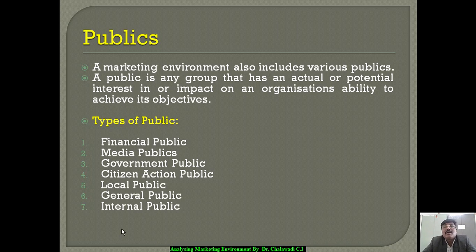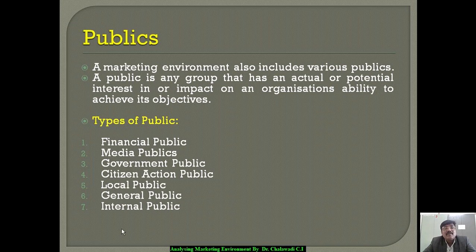A marketing environment also includes various publics. Public is nothing but what? Any group that has an actual or potential interest in or impact on an organization's ability to achieve its objectives, right? Whatever the objectives of the marketing or the company may be, if it has to achieve its objectives, the public is also one of the forces which affect it. So that's why we have to understand what public is here.